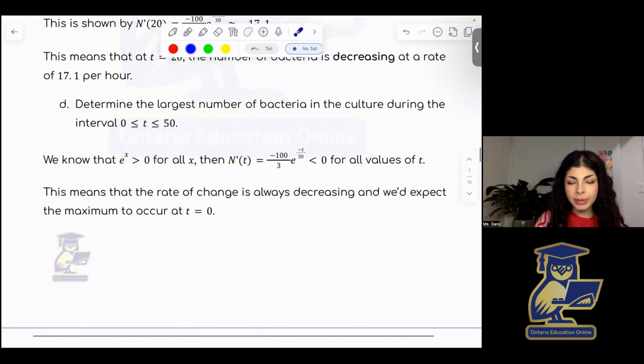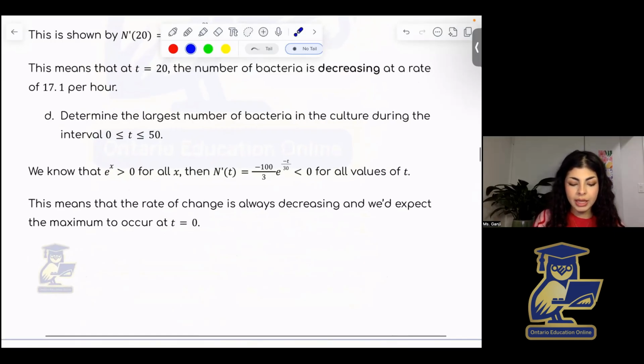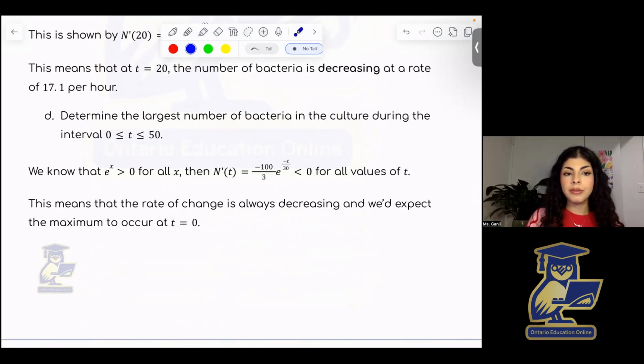And finally, we're asked to determine the largest number of bacteria in the culture during the interval t between 0 and 50 inclusive. And I hope you remember this is now our extreme value algorithm. So we want to find the local extrema on this interval. We're first analyzing just the domain of the function. So we do have that e to the power of x is greater than 0 for all x. So then our derivative function is dependent on just the negative 100 over 3 because this is greater than 0. So then it's actually just going to be less than 0 for all values of t.